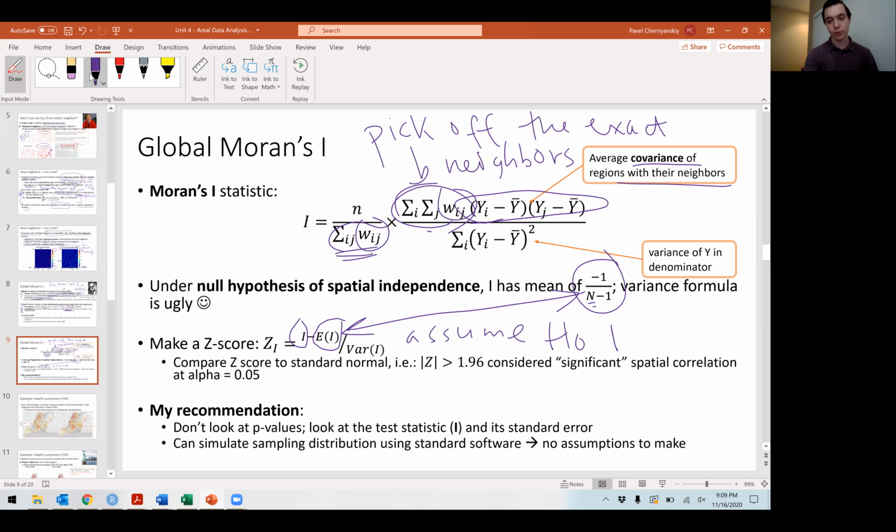Assuming the null is true, the null being spatial independence, and we divide by the variance, we can take that z-score, compare it to the z-critical table, find a p-value, go back to intro to stats, and either reject or fail to reject the null hypothesis.